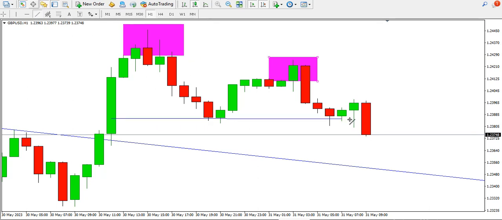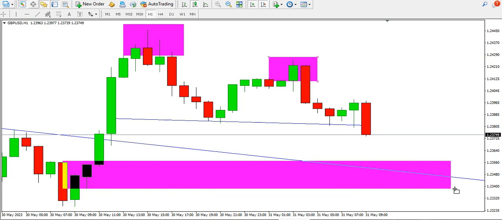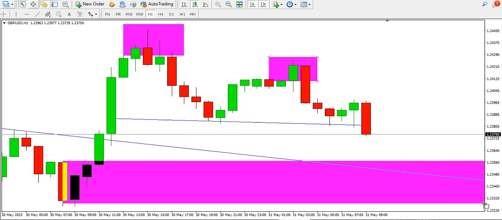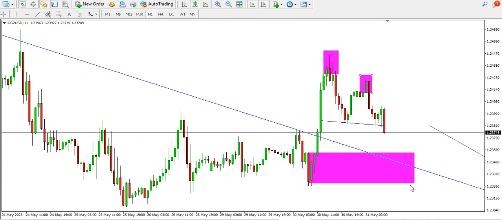This is the neckline. It has been broken, and price is trying to drop to this order block. We have this order block on the 1 hour time frame, which is our support. Price might likely find support at that level for price to continue to go up. But if this order block fails, then we might be having a complete reversal of price.